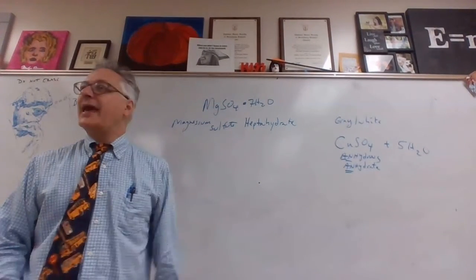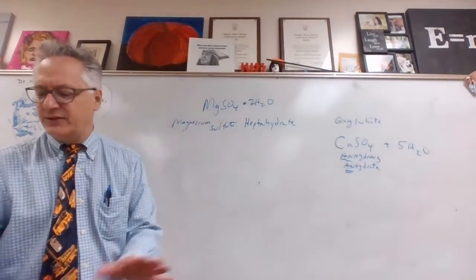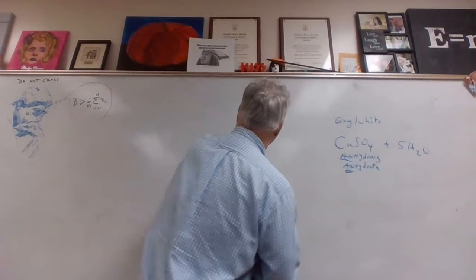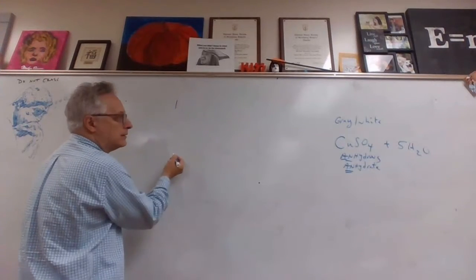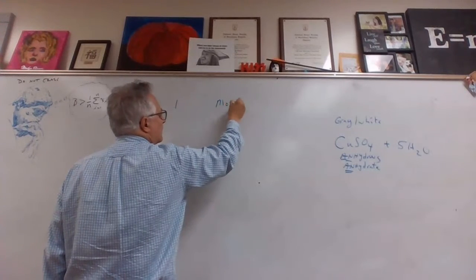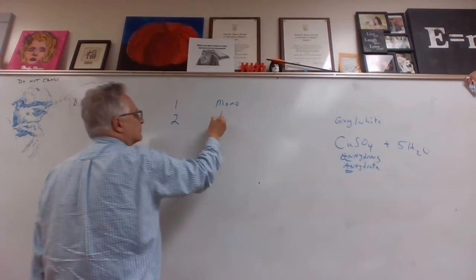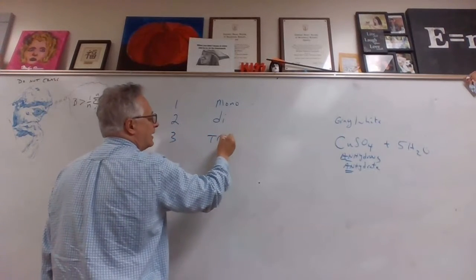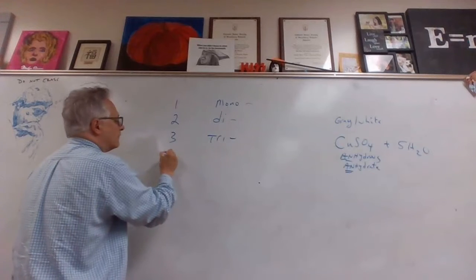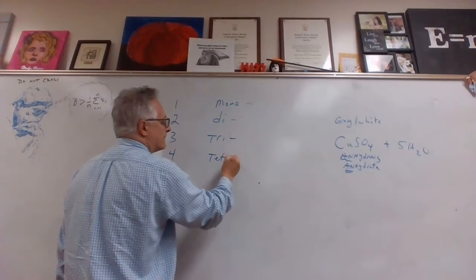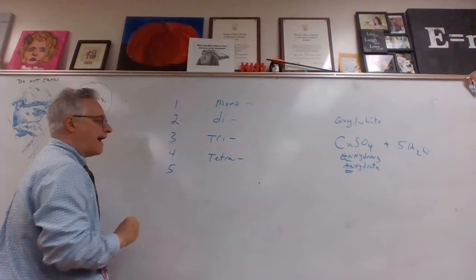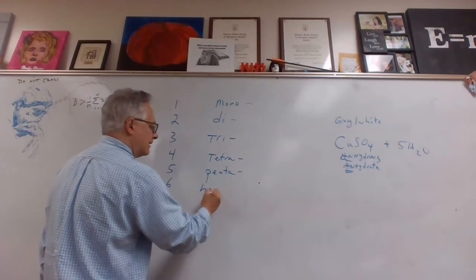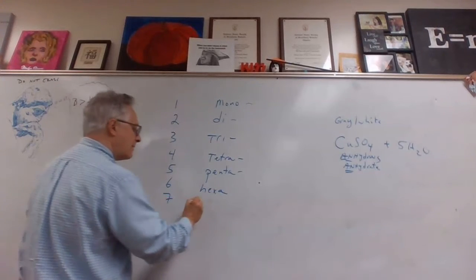So I want to make a list of all of the different prefixes that we would use to indicate numbers of hydrates. And then when you see some of these, they're going to be very easy. So let me make you a list. One water would be monohydrate, two dihydrate. If I have three waters, that's going to be trihydrate. Four is tetrahydrate. Five, penta. Six is hexa. Seven is hepta.